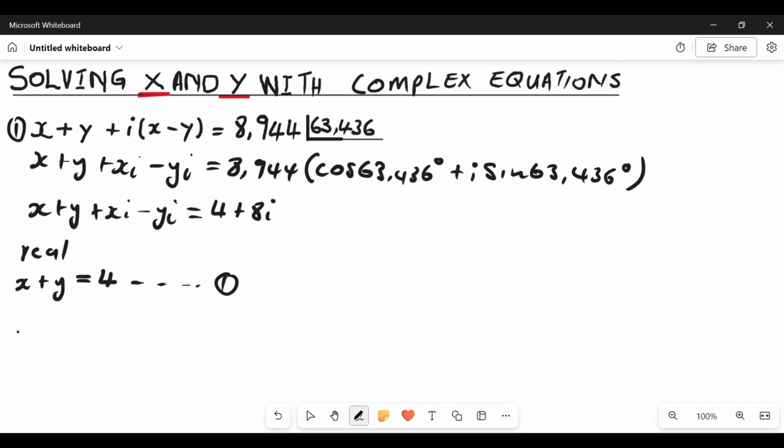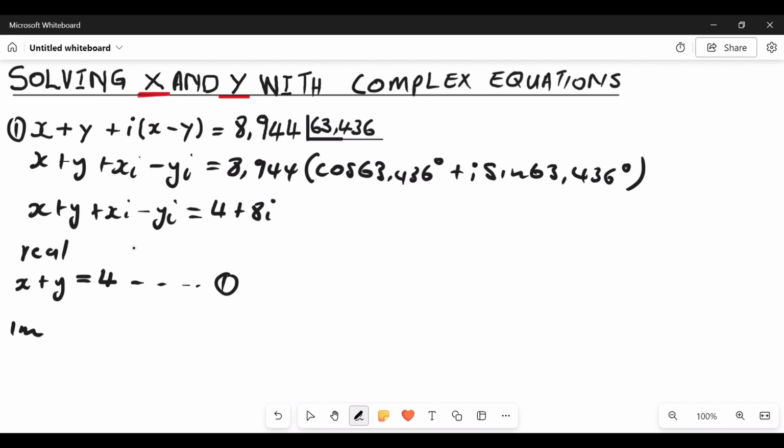Now it's time for us to group the imaginary numbers. Right, so when you group the imaginary numbers, you also do a very similar thing to what we did here. You look on your left hand side, you only take imaginary numbers. As we look at our left hand side here, our imaginary number is xi minus yi.